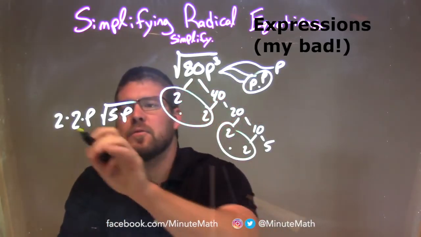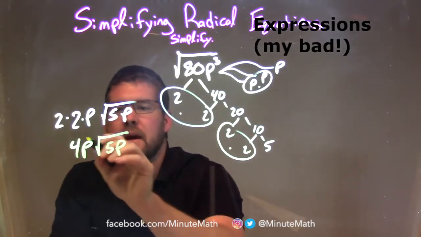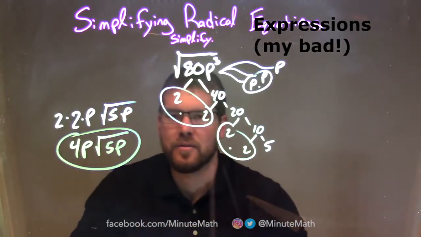So now let's keep going. 2 times 2 is 4. So we have 4p times the square root of 5p. And that is our final answer.